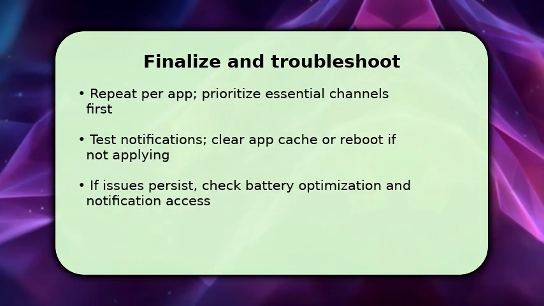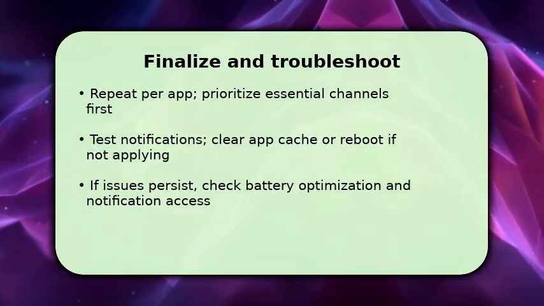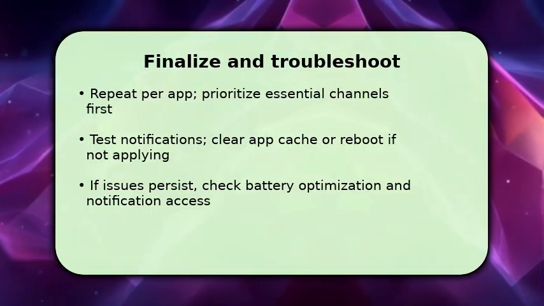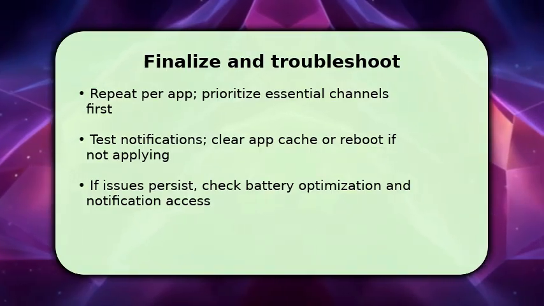One key troubleshooting tip: verify battery optimization and notification access. These can block delivery or channel updates, so disable aggressive optimizations for apps you want consistent alerts from.